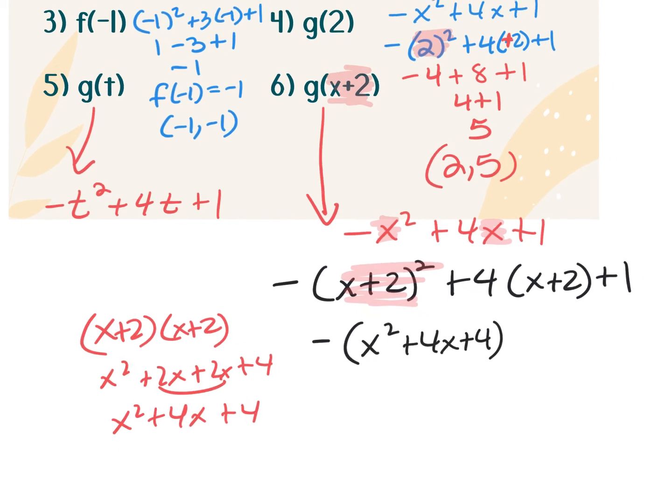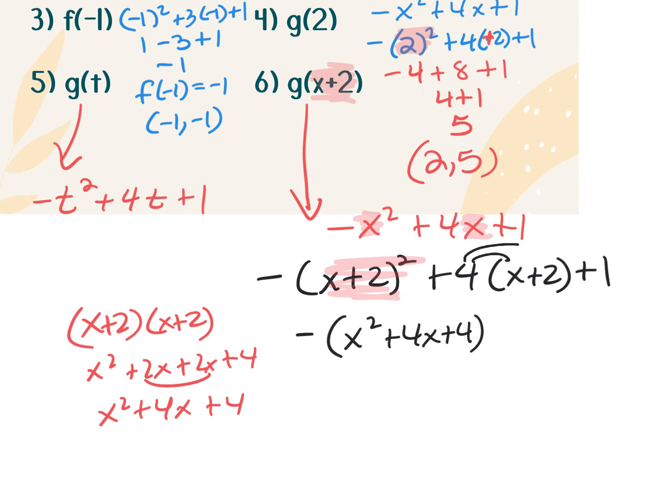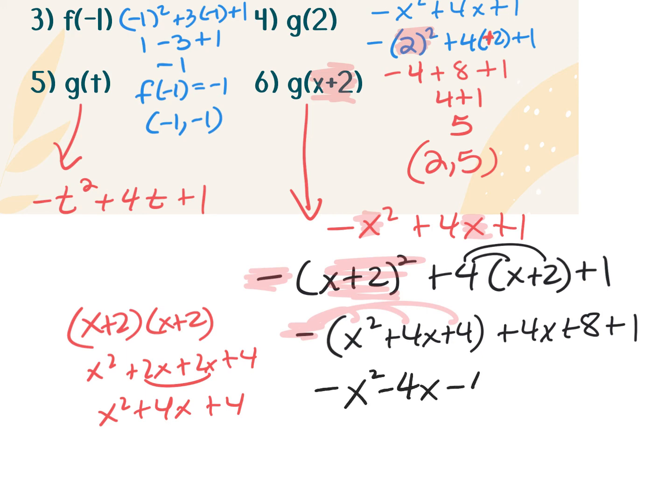I'm going to distribute the 4 to this x and to this 2. And now this negative sign that was outside here, I've got to distribute. So this now becomes a negative x squared minus 4x minus 4, and then rewrite the rest of this. I'm going to combine my 8 and my 1.